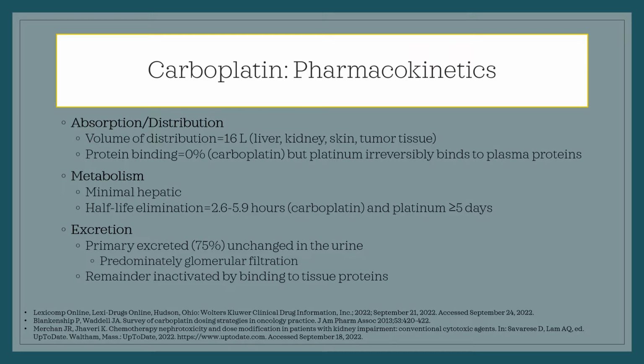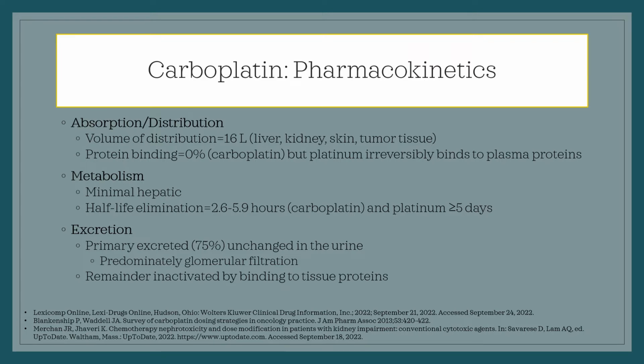It has minimal hepatic metabolism, and half-life elimination for carboplatin ranges from 2.6 to 5.9 hours, but the action of the platinum and the binding is going to persist for 5 or more days. For excretion, it's primarily excreted in the urine, about 75%, predominantly with glomerular filtration. There is a small amount of tubular secretion as well, but it is important to think about in patients with poor renal function, lower GFR. They're going to have longer systemic exposure to this drug and increased risk for toxicity.